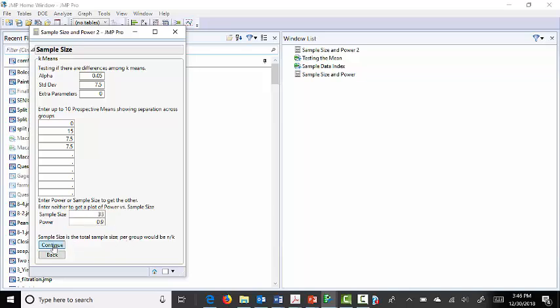Okay, so if I continue here, I get a suggested sample size of 33. Now that's 33 total for all 4 groups. So the sample size is the total sample size, not per group. You'd have to divide that by 4.